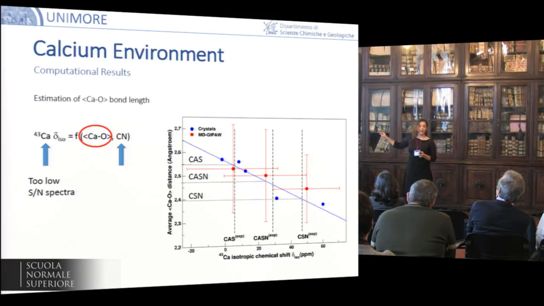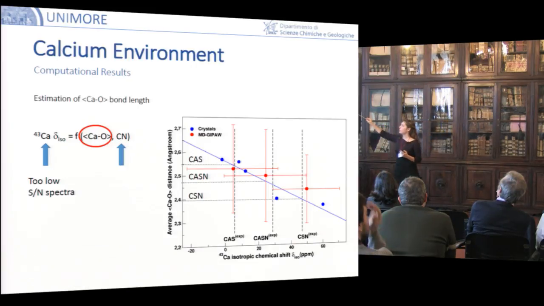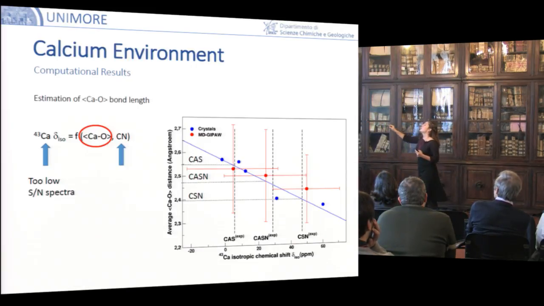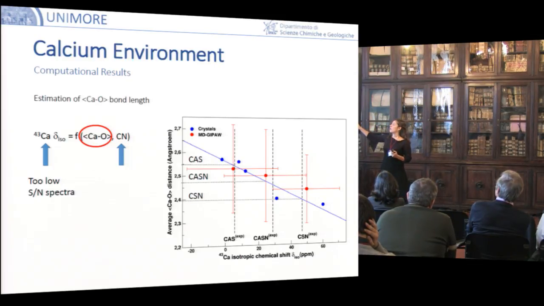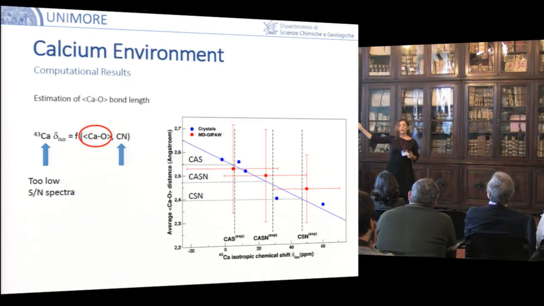However, we tried. Considering the experimental values of mean isotropic chemical shift that we extracted from the experimental spectra I showed you before, we tried to estimate the bond length adopting an old correlation which was elaborated on crystalline samples, which is this blue line. What you can see is that the bond length is minimum when there is no aluminum in the composition, when calcium is a network modifier, and is maximum when it acts as network charge compensator.